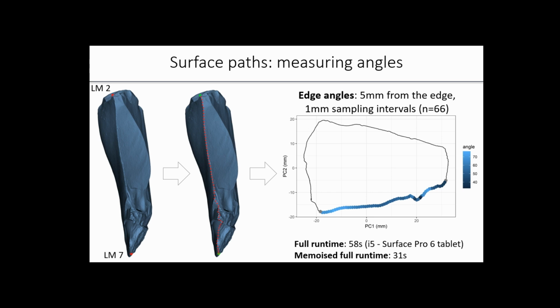So basically, I was interested in this case in finding out the angles measured at 5 millimeters inward from the edge at 1 millimeter sampling intervals, for a total of 66 angle measurements. Now this again is a very high resolution mesh, and going from this to this on my Surface Pro tablet takes about 58 seconds. But these parts of this function are cached, so it actually runs faster on subsequent queries.